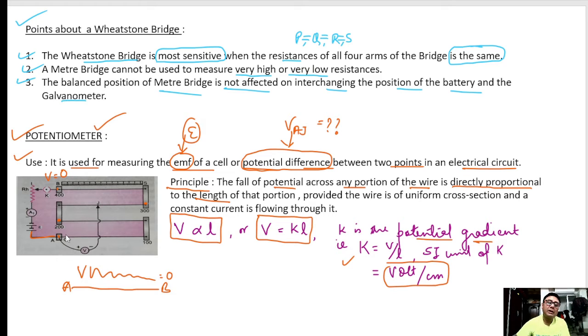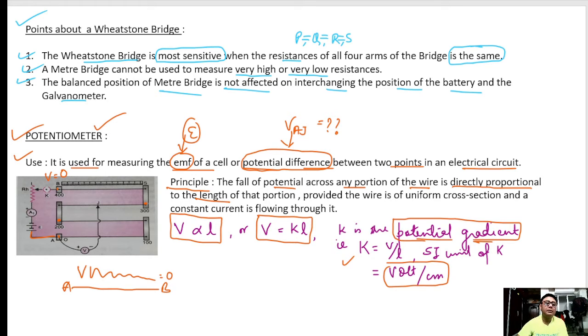That means as you move along from A, the potential will keep on decreasing and is proportional to the length of the wire chosen. So potential is equal to KL, where K is called the potential gradient. It is the fall in potential per unit length. That is the potential gradient.